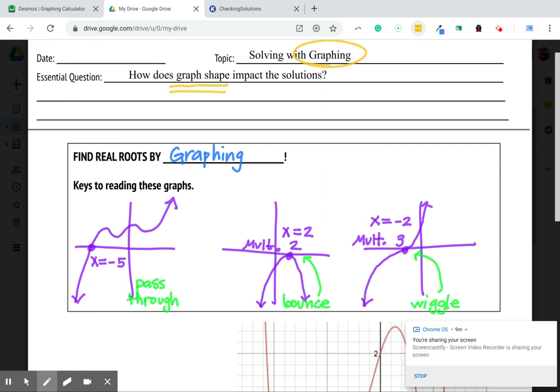Okay, and that's maybe an important note. When I say mult, I am abbreviating for the word multiplicity, which means this solution shows up this many times. So mult 2 means x equals 2 is a solution 2 times.